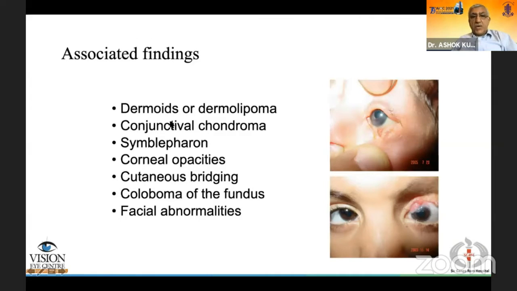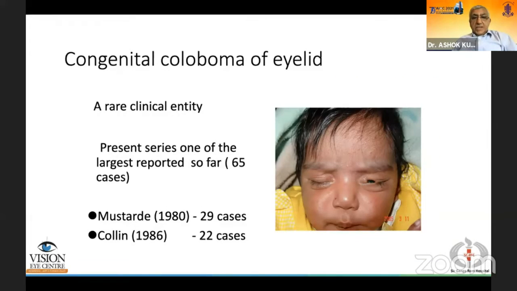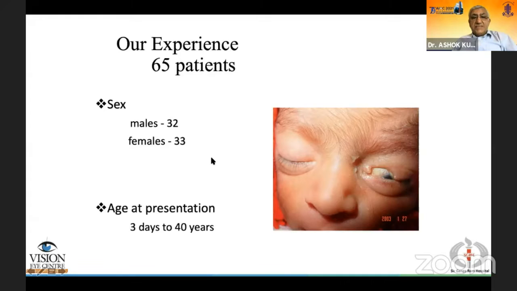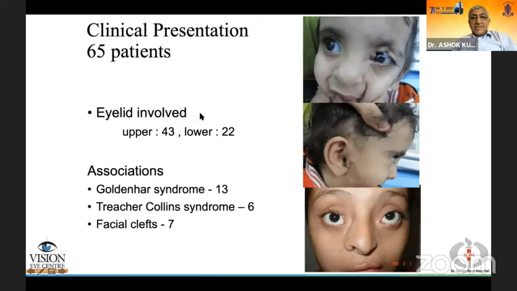We'll look at our observations later. There are a number of other associations that are known. So now we're presenting the data of our 65 cases, which is the largest reported so far. This was the publication in 2009 in Journal of Pediatric Ophthalmology and Strabismus. So we find that males and females are almost equally affected. They may present early or they may present very late. Upper eyelid is involved in 2/3 of the cases, lower eyelid in 1/3. Goldenhar syndrome in about 20% of the cases in our series, and Treacher-Collins and facial clefts in about 10% each.